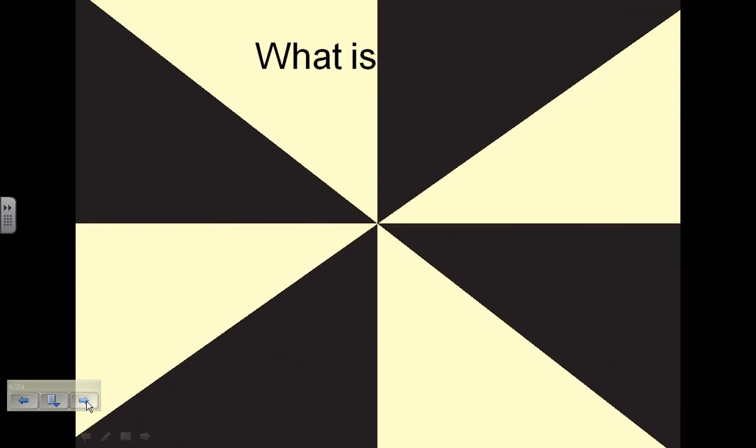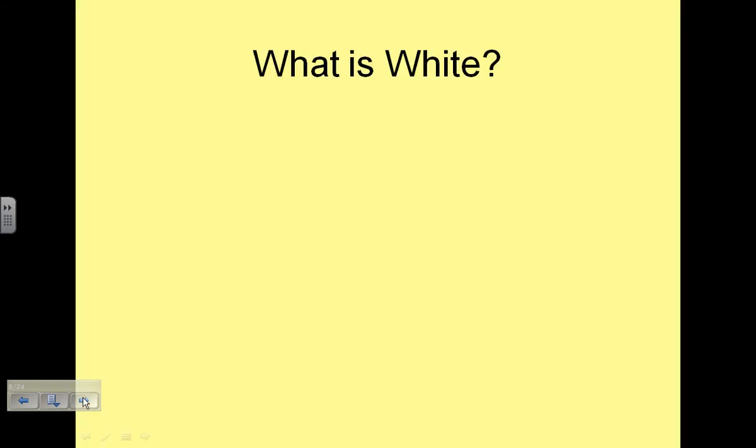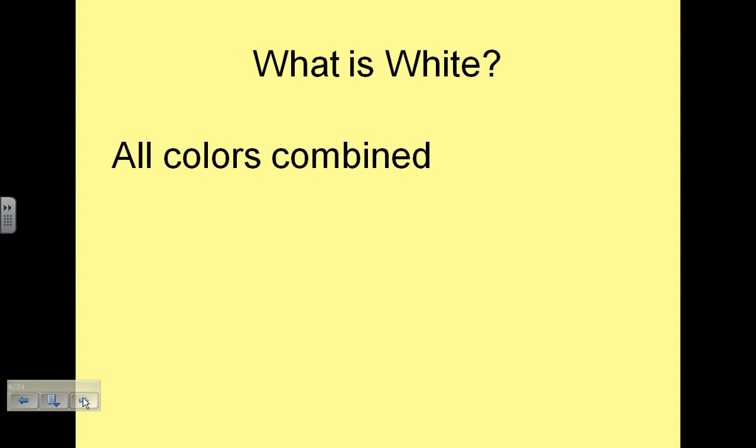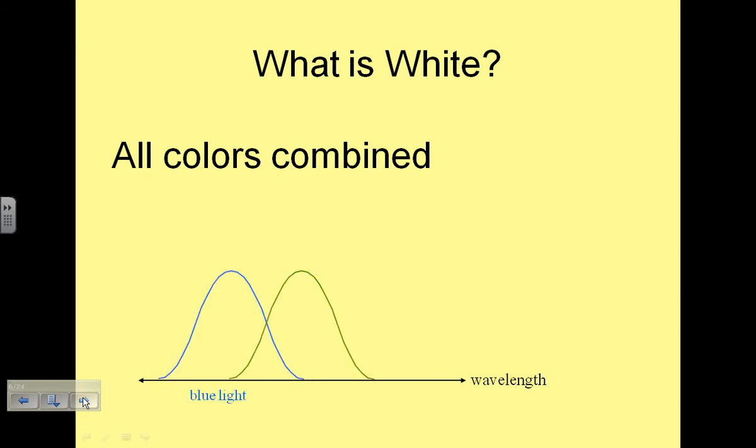So what is black? When we're talking black light, which we are right now, it's the absence of color. It's the absence of light. What is white? Again, we are focusing on white light. It's when all the colors are combined. So if you have blue with green as well as red, you'll get white light.